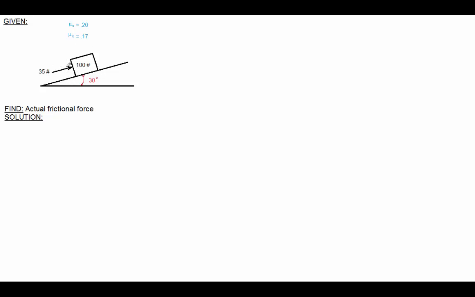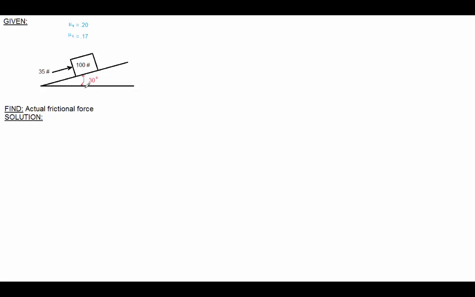The second case is that the 35 pounds is just enough to hold it on the incline, and so it's not moving at all. And the third case is that it's sliding down the ramp, and the 35 pounds is actually doing nothing more than preventing it from sliding down faster. In that case, the frictional force would be going up in the same direction as the 35 pounds because friction always opposes motion.